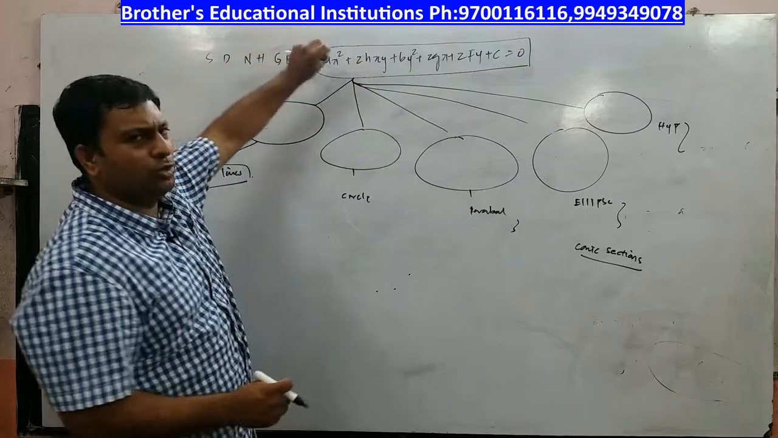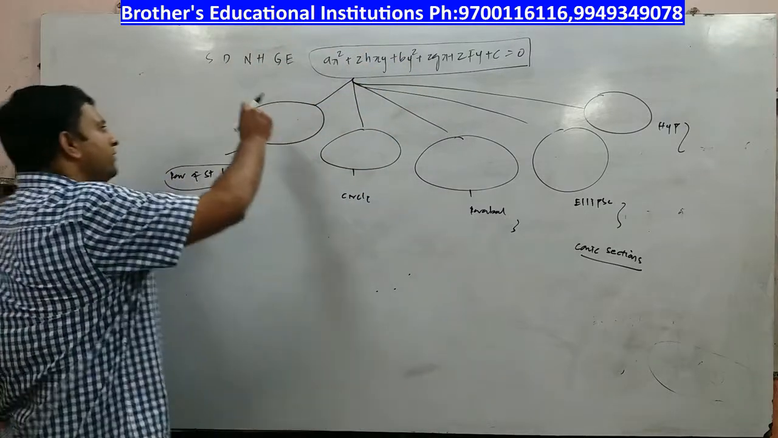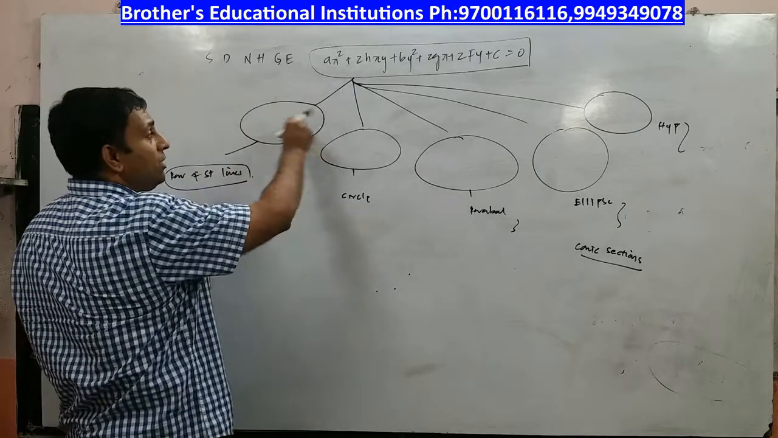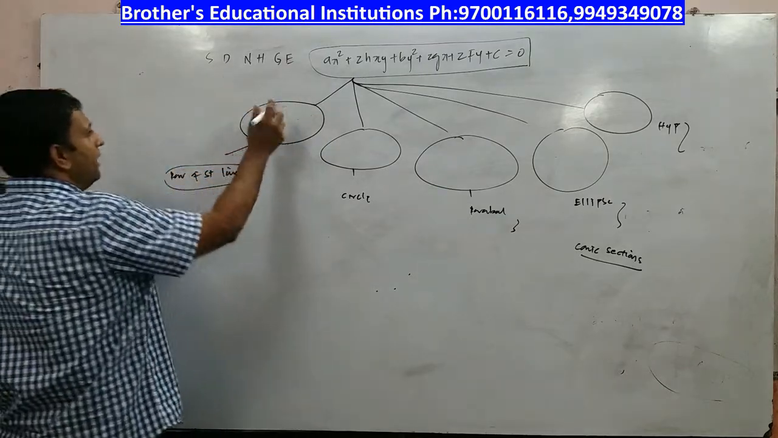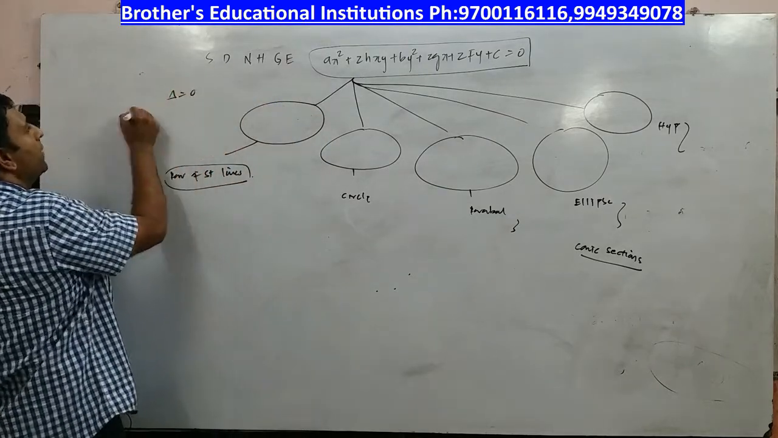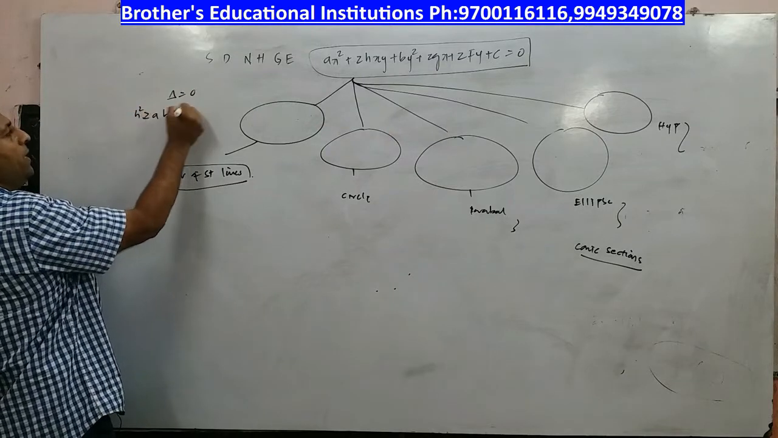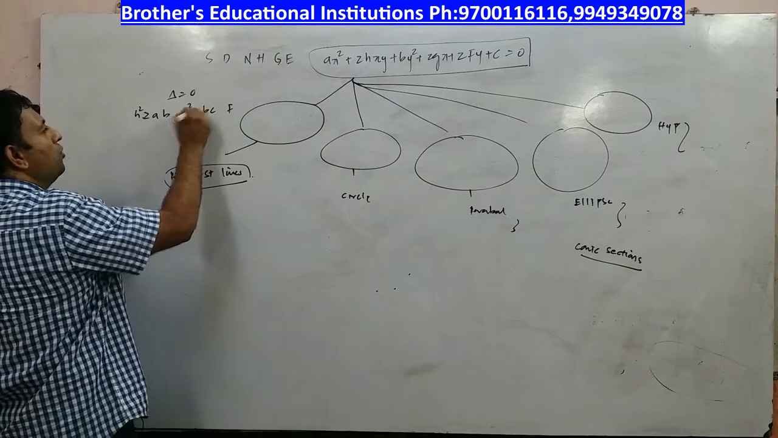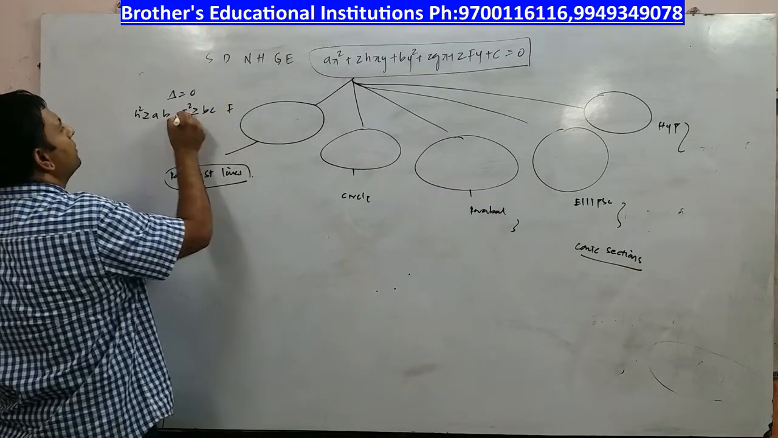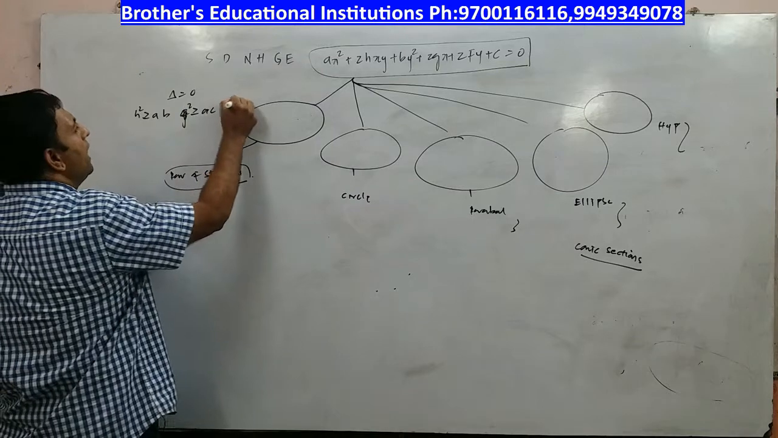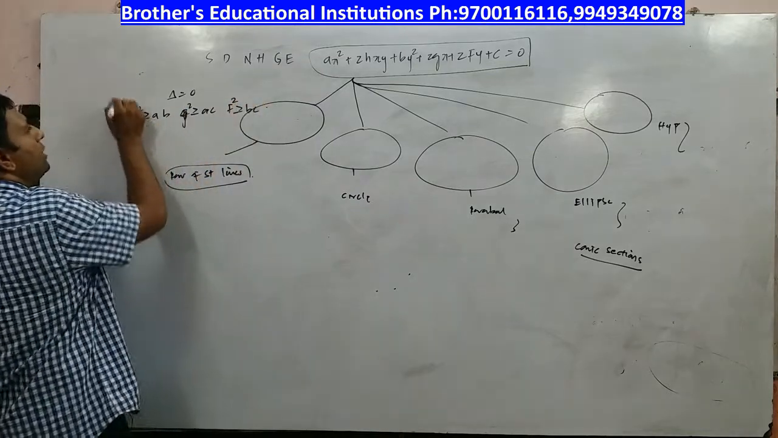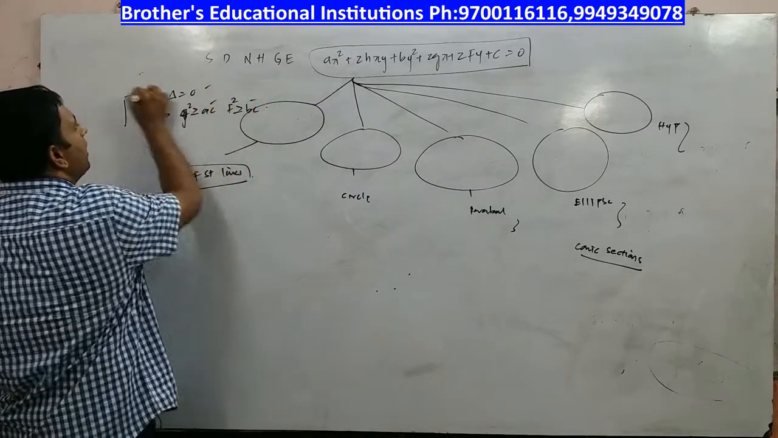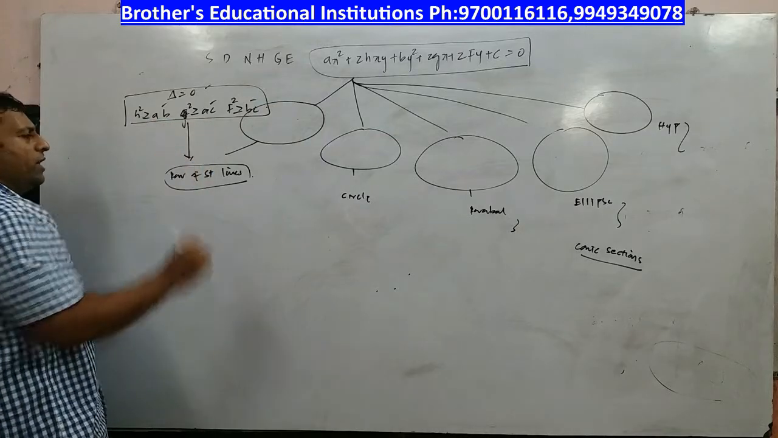It is a second degree non-homogeneous general equation. If it satisfies the condition, I hope you remember the condition. You know what was the condition for a pair of straight lines? Delta is equal to 0, h square greater than or equal to ab, g square greater than or equal to ac, and f square greater than or equal to bc. When these 1, 2, 3, 4 conditions are satisfied, it was called as a pair of straight lines.